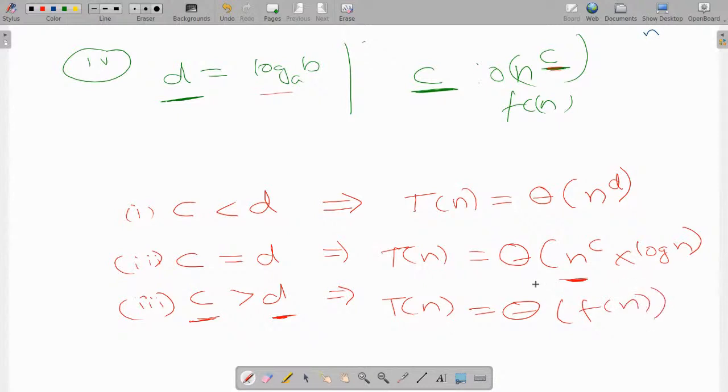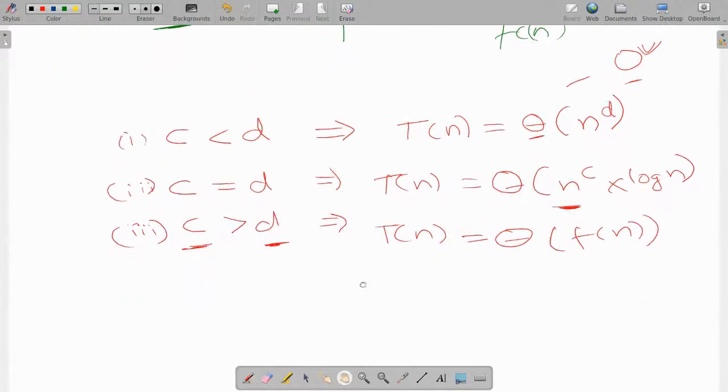Some places this theta is also mentioned as big O. Don't confuse theta and O. They both are asymptotic notations. Big O represents the worst case scenario. Theta is the average case. So you can consider both of them here. Okay, I think this might be clear.